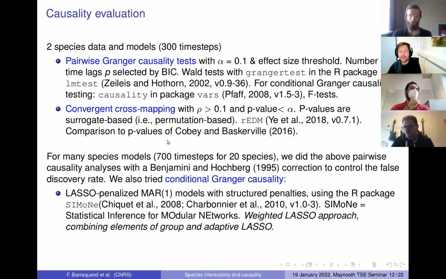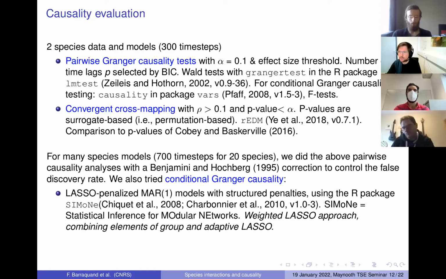We also compared these surrogate-based p-values to p-values based on the convergence with respect to library size, which had been crafted by Cobey and Baskerville. So that was for the two species model. We did more or less the same thing for the many species models, but we had to increase the number of time steps for 20 species. And we also had to add the Benjamini-Hochberg correction when testing to control for the false discovery rate.